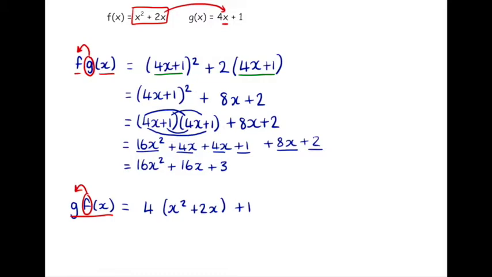Now I use brackets quite a lot, but I do find it stops you making any mistakes when you multiply things out. So that gives me 4x squared plus 8x plus 1. So that gives me my final answer for g of f of x. So you can see there that there are 2 different answers.